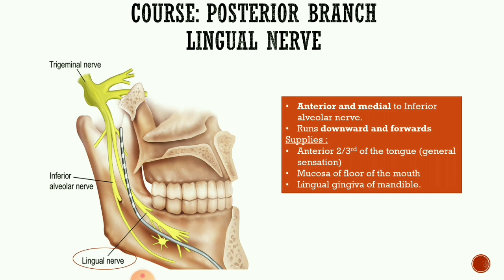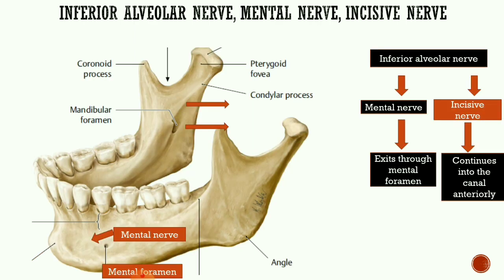In short, it supplies the anterior two-thirds of the tongue. In case of general sensation, it supplies the mucosa of the floor of the mouth, and while supplying the mucosa of the floor of the mouth, it also supplies the lingual gingiva of the mandible. So moving on to learn the inferior alveolar nerve, mental nerve and incisive nerve.